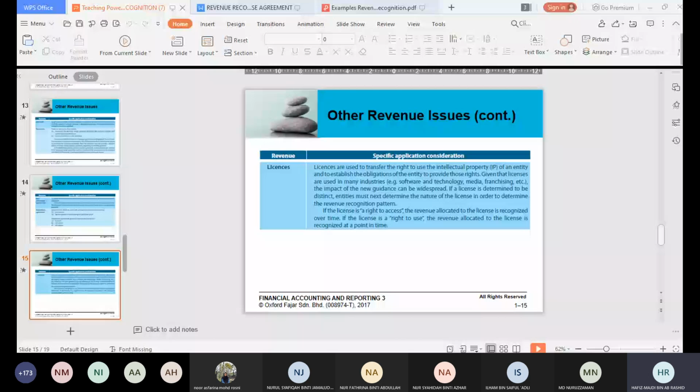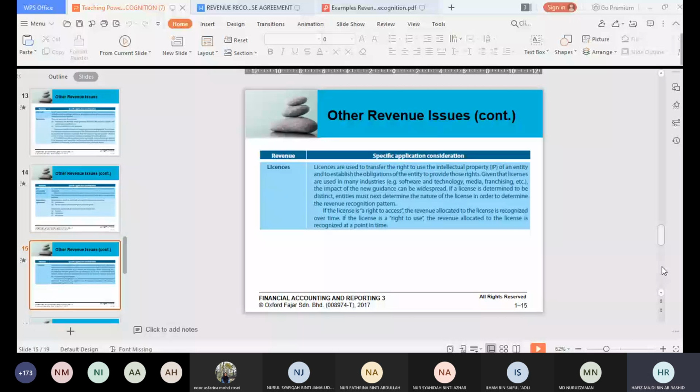Of course, when it is right to access, the scholars say that revenue needs to be recognized over time. It cannot be recognized at a single point of time, for example, at the time when you transfer the control to the purchaser. However, if it is a right to use IP, then you can recognize the revenue at a single point of time. Usually, we will look into the point when the seller transfers the control to the purchaser. So that is the issue related to license.